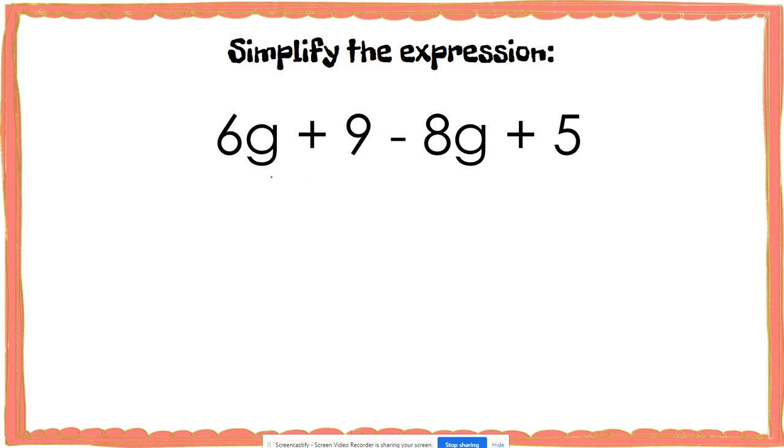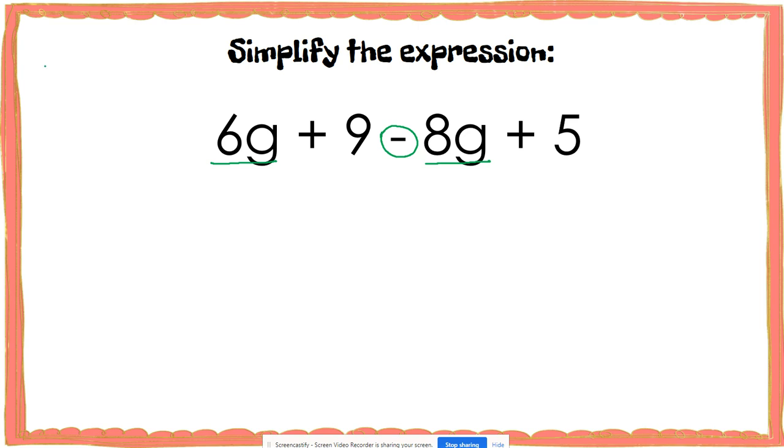This expression says 6g plus 9 minus 8g plus 5. If I am going to simplify this expression, I need to identify my like terms. My first term is 6g. I notice that I also have 8g in my expression. These are like terms because they share the same variable and that variable is being raised to the same power. I notice that in front of 8g, I have a minus sign. Now this can mean two things. I can consider this 6g minus 8g, or I consider 8g a negative 8g, and I can say 6g plus negative 8g. Either way, I would get the same answer.